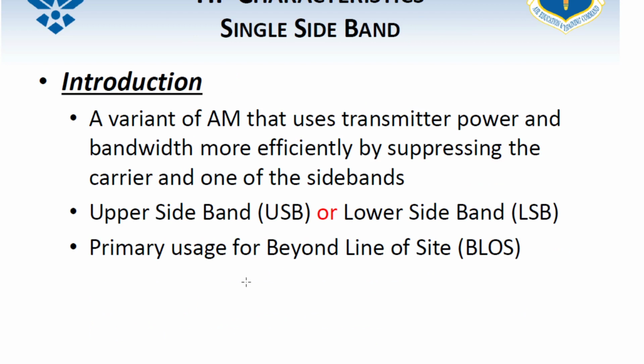All right, so now we're going to talk about single sideband. It's a variant of AM that uses transmitter power and bandwidth more efficiently by suppressing the carrier and one of the sidebands. So when it says upper sideband or lower sideband, that means you can suppress the upper or the lower. It will not always be upper, and it will not always be lower. So you just eliminate whichever one, right? Yep, you're right.